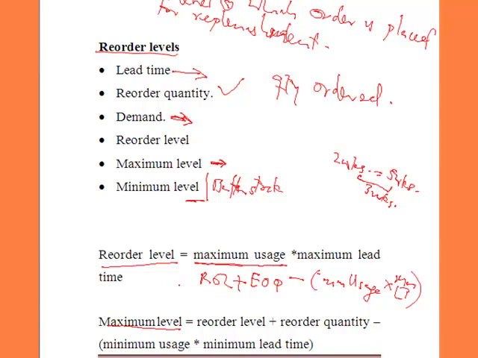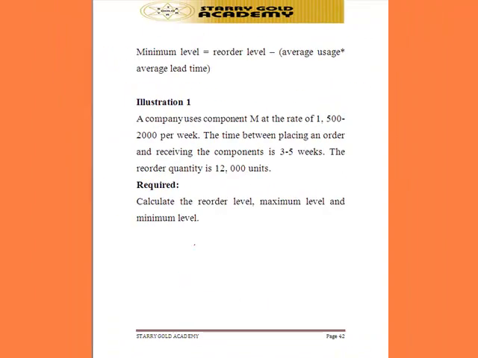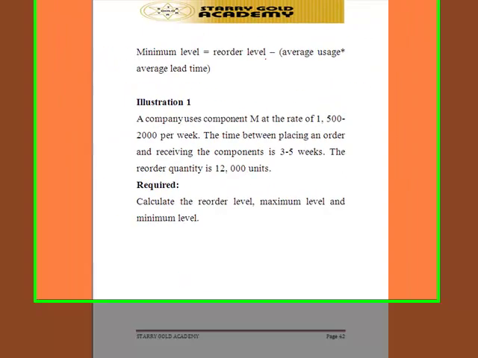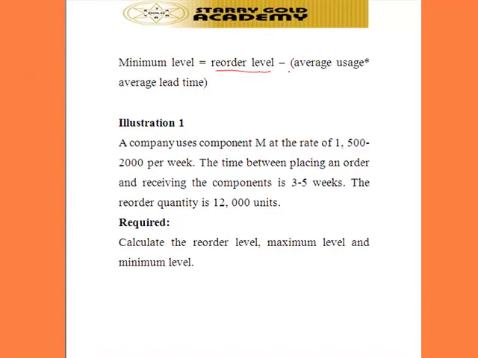While the minimum stock level is known as the reorder level minus average usage times average lead time. So those are the three control levels that are used in inventory control to guard the organization's investment in stocks.